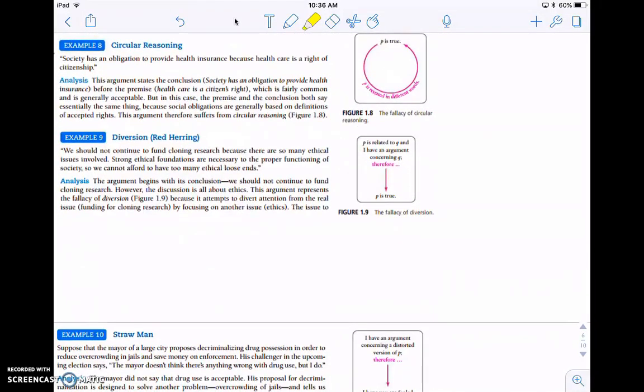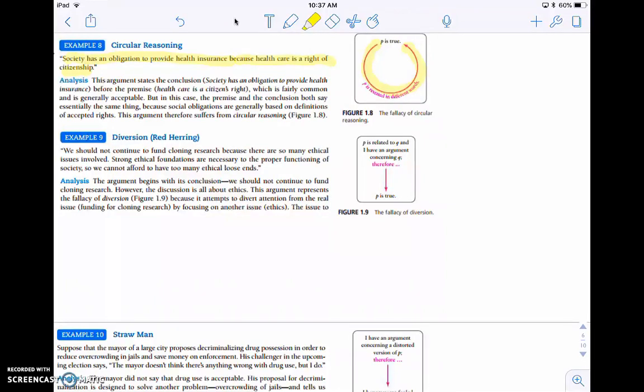Okay, next one, circular reasoning kind of explains itself. Here's an example. Society has an obligation to provide health insurance. So we're talking about society, its obligation to provide health insurance, and then we say because health care is a right to citizenship. In this one, we're just restating in different words what we've already stated in the beginning. So circular reasoning is basically start and end in the same place and don't get anywhere.